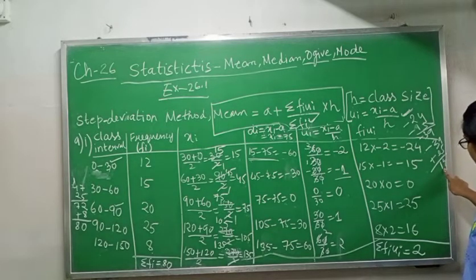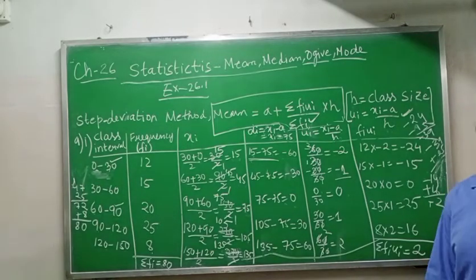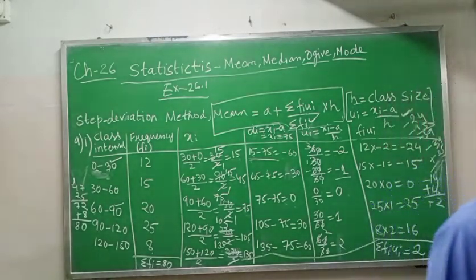Now minus 14. Why? Because 39 is greater. So minus 14 plus 16. Why plus 16? Because now we have plus 16 here. So minus 14 plus 16: 16 you will write up and 14 you will write down, so you will get plus 2. So I am getting summation of fi ui as 2 only. Okay.